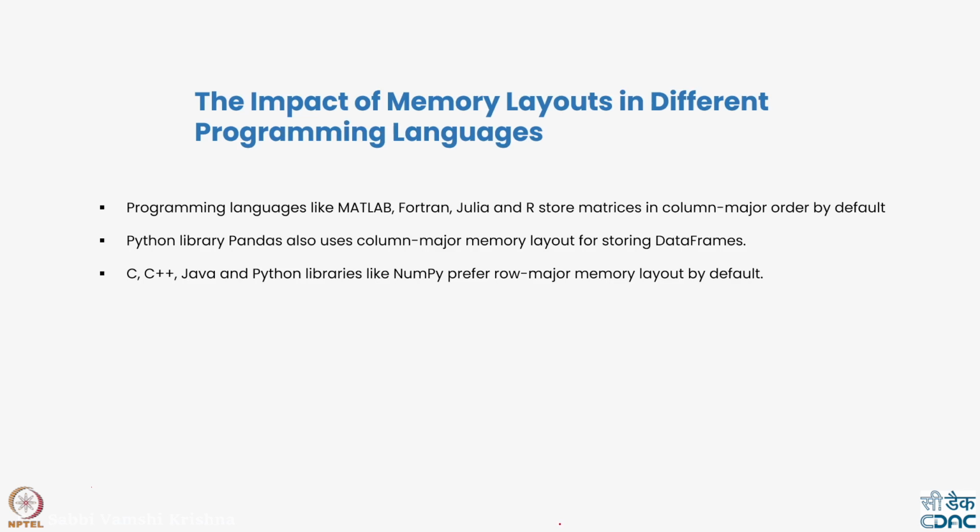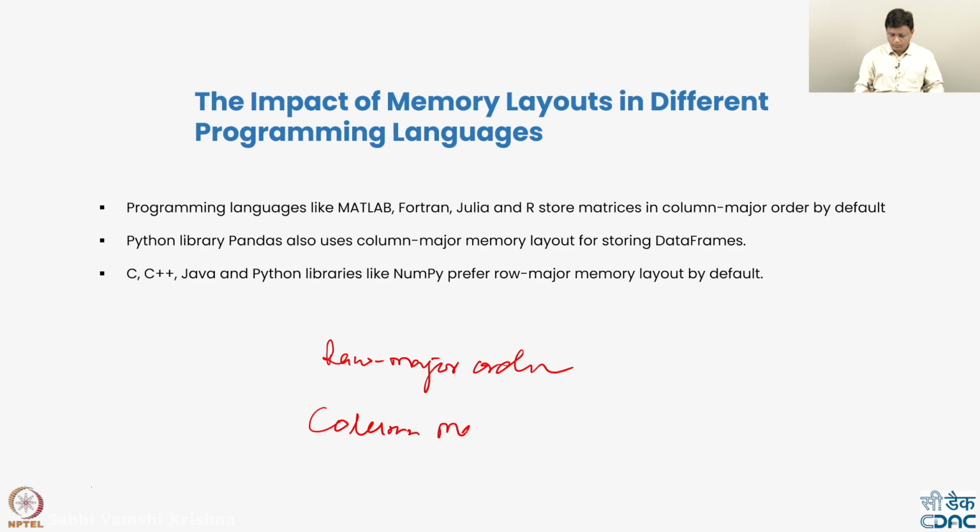So, you can say that there is either row major order or column major order, and one of them is followed by the programming language to store the elements in memory.